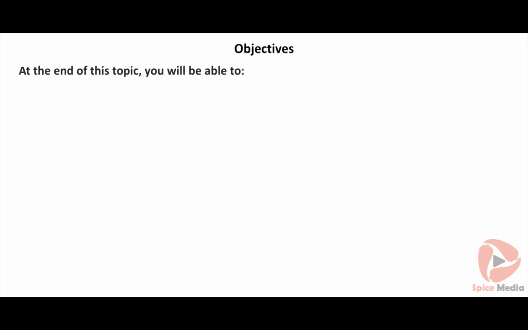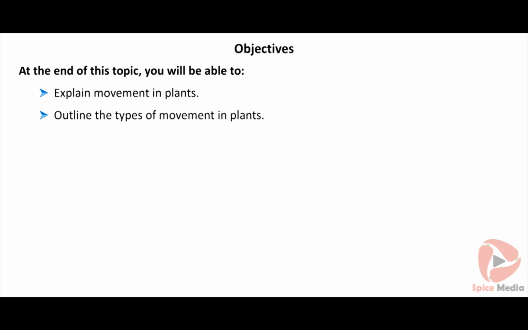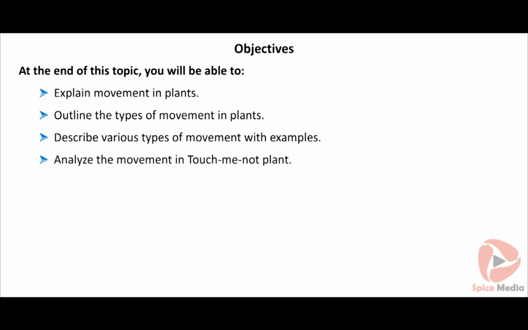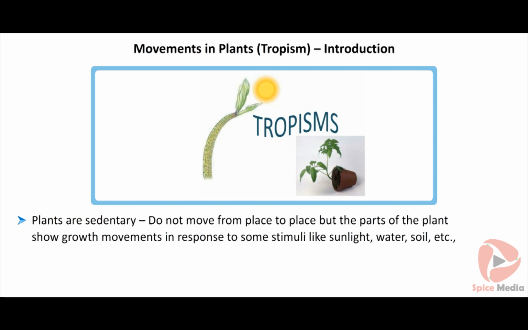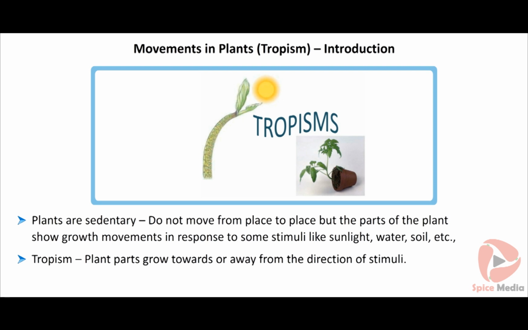At the end of this topic, you will be able to explain movement in plants, outline the types of movement in plants, describe various types of movement with examples, and analyze the movement in the touch-me-not plant. Plants are generally sedentary and they do not move from place to place, but the parts of the plants show growth movements in response to some stimuli like sunlight, water, soil, etc. The tendency of the plant parts to grow towards or away from the direction of stimuli is called tropism.